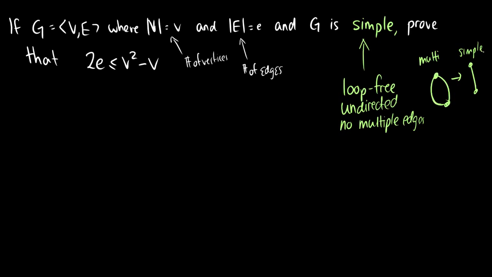So we want to prove that 2 times the number of edges is going to be less than or equal to the number of vertices squared minus the number of vertices. So this is a little bit tricky to think about. So here, let's take a look at this graph. There's 3 vertices.